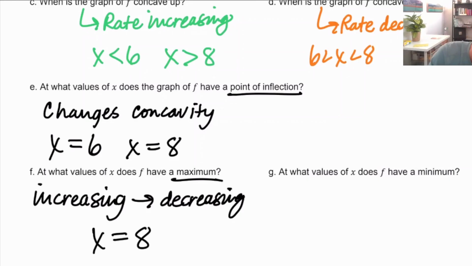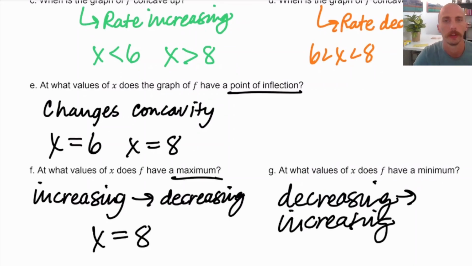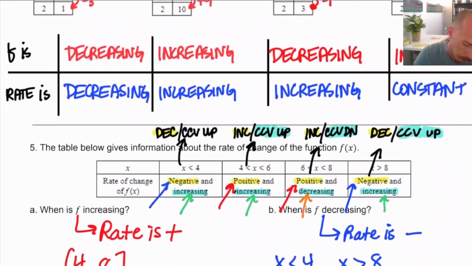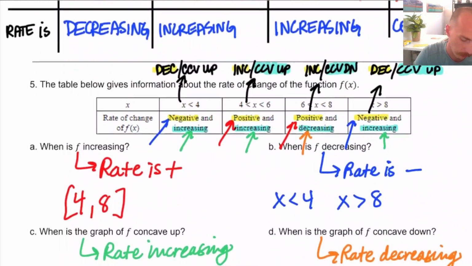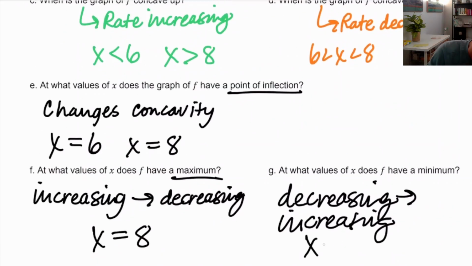And then a minimum would be where we change from decreasing to increasing. Oops, whoops, I'm out of room. Okay, my handwriting's getting a little sloppy and tired. So f is having a minimum where it went from decreasing to increasing. Okay, so that's going to be at x equals 4. The rate of change went from negative to positive. So it's x equals 4.